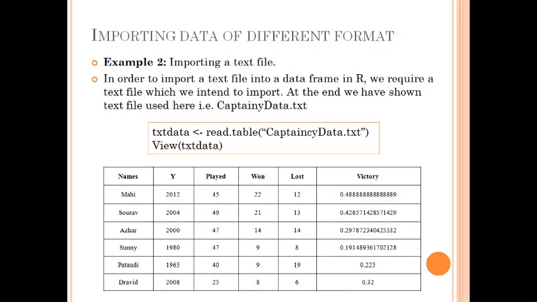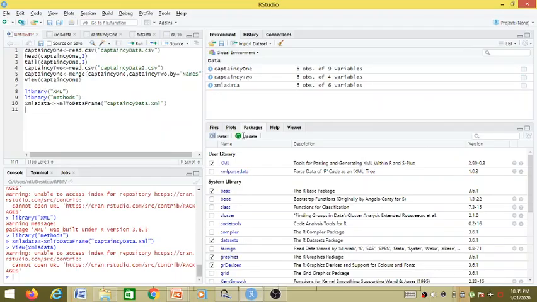Moving forward, importing a data frame from a text file. Suppose we want to import a data frame from a text file known as captaincydata.txt. The function which we will be using to import is read.table. Let us do it on RStudio. XMLtxt is the name of the data frame which we are creating, and the function which we use to convert a text file into a data frame is read.table.